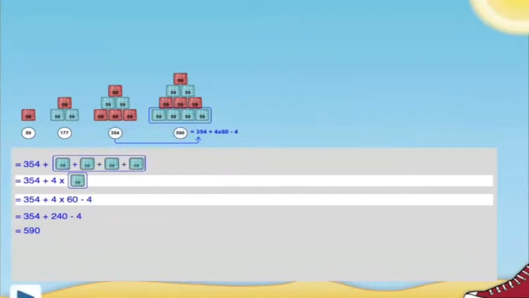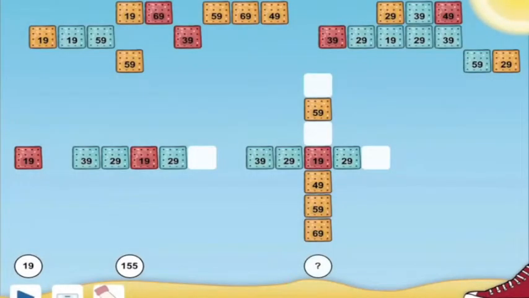Again, you can see the equations that correspond to finding the total right below the shrunken pattern. The last example demonstrates a more challenging pattern. Notice that in this pattern, the numbers are growing by 10 both in the vertical and horizontal direction. Let's go ahead and finish the pattern.